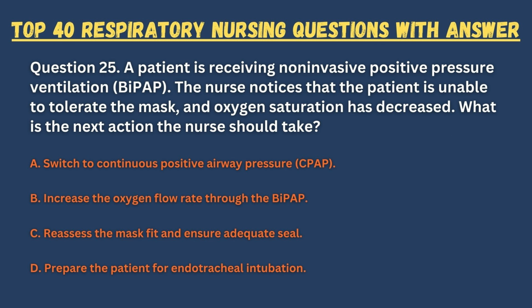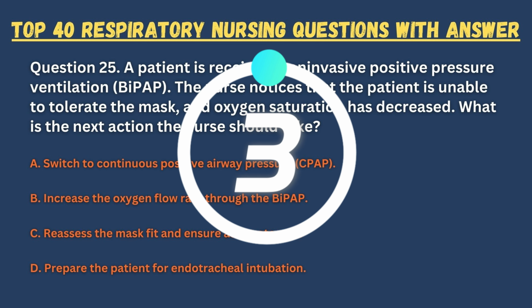Question 25. A patient is receiving non-invasive positive pressure ventilation, BiPAP. The nurse notices that the patient is unable to tolerate the mask, and oxygen saturation has decreased. What is the next action the nurse should take? A. Switch to continuous positive airway pressure (CPAP). B. Increase the oxygen flow rate through the BiPAP. C. Reassess the mask fit and ensure adequate seal. D. Prepare the patient for endotracheal intubation.